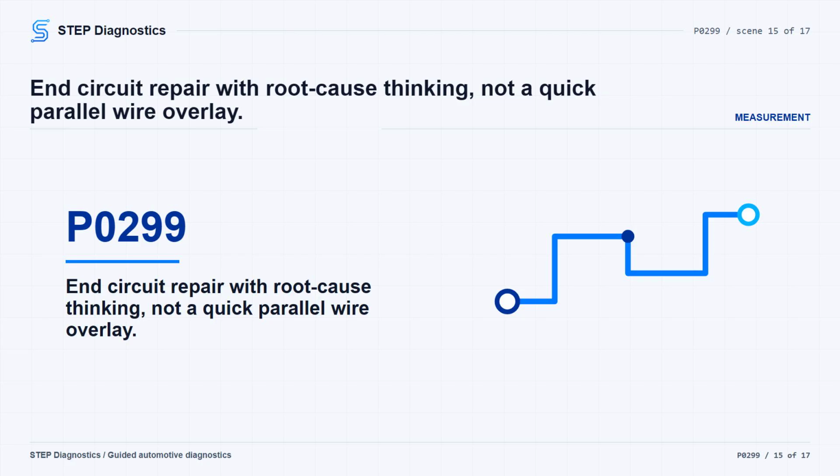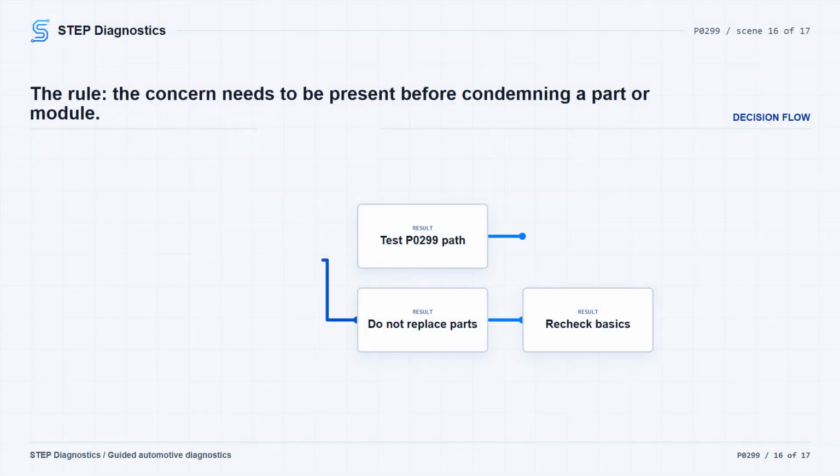and do not repair a circuit by overlaying a new wire in parallel until you understand what caused the original failure. Find and repair the root cause and inspect adjacent wiring damage. Keep verification separate from testing.